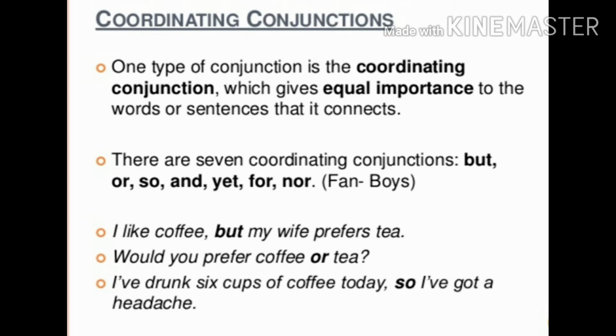Examples: I like coffee, but my wife prefers tea. Would you prefer coffee or tea? I have drunk 6 cups of coffee today, so I have got a headache. These are some examples of coordinating conjunctions.